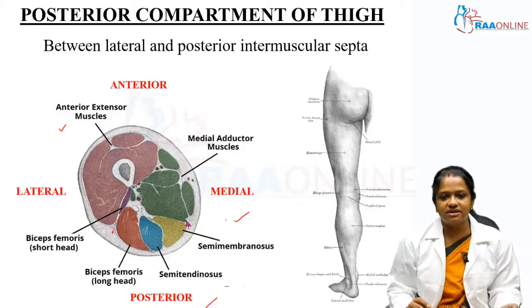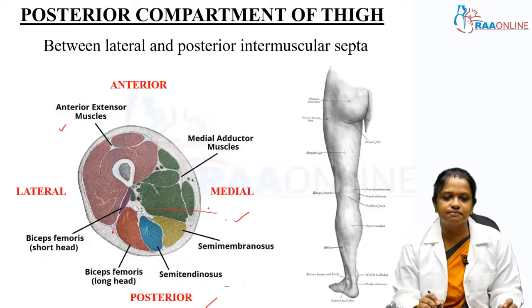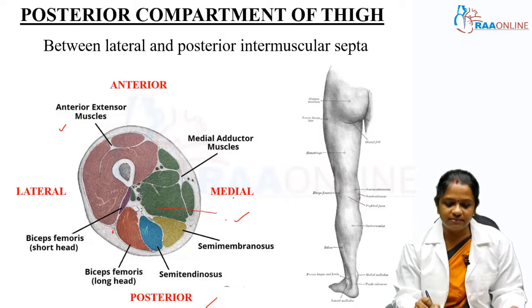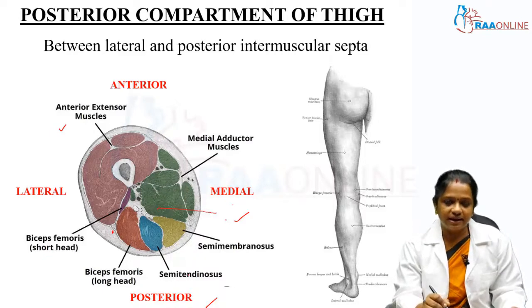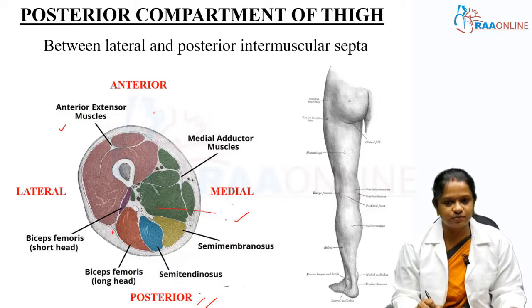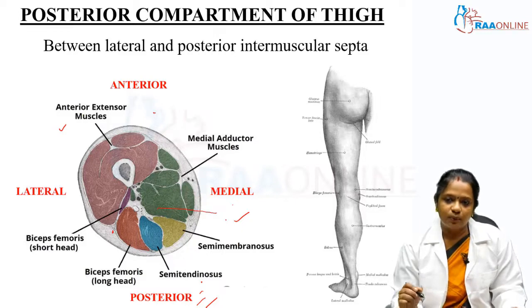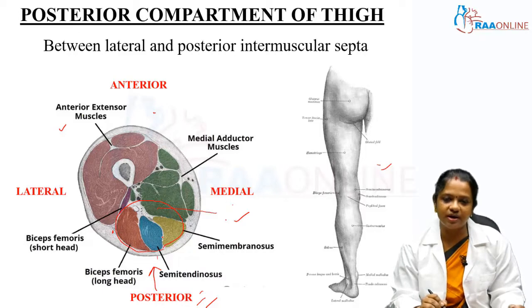The posterior intermuscular septa is ill-defined because this muscle, the adductor magnus, has parts which are present both in the medial compartment as well as in the posterior compartment. In the anatomical position, these are the posterior group of thigh muscles. So, this is anterior and this is posterior. While dissecting, when the cadaver is in the prone position like this, we proceed in this direction. After reflecting the skin, we see these muscles, the posterior group of muscles, and their positions are explained in relation to each other.